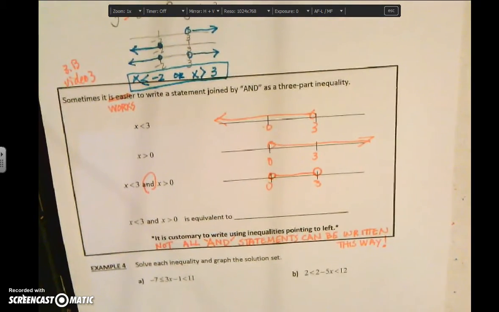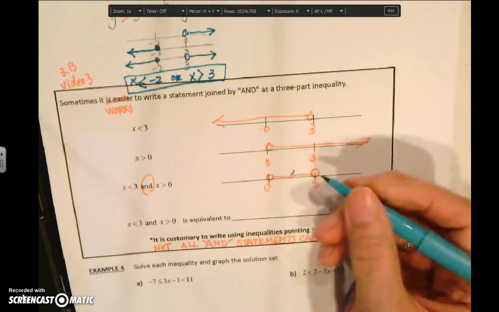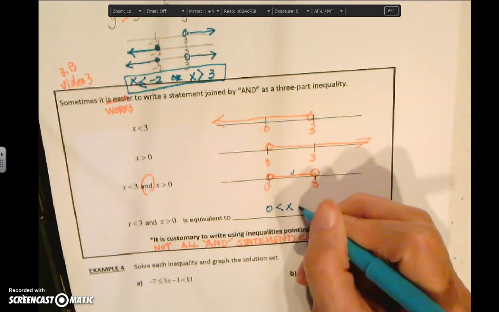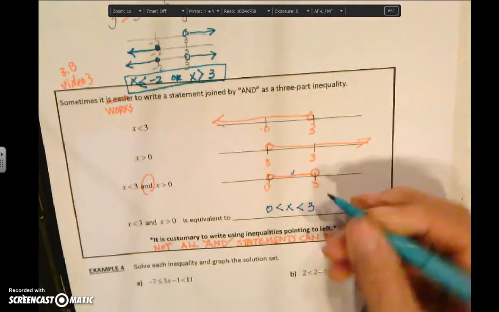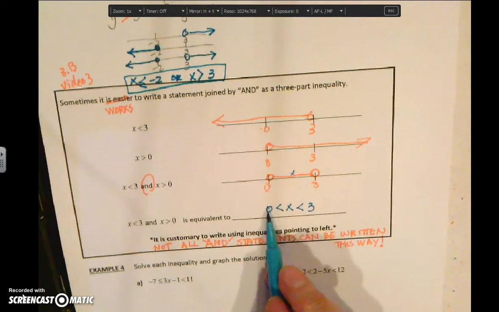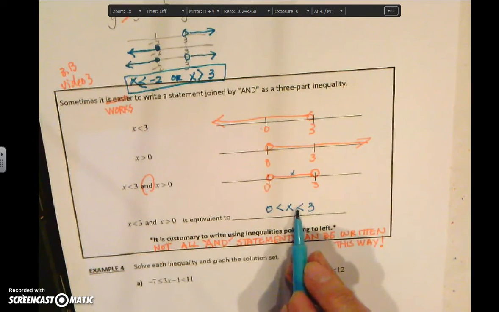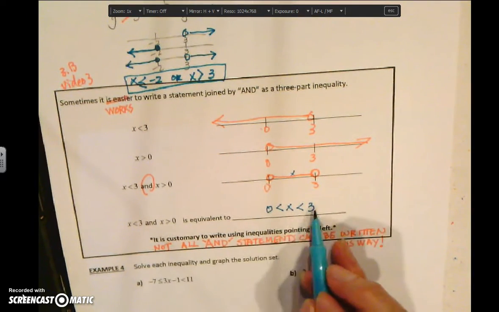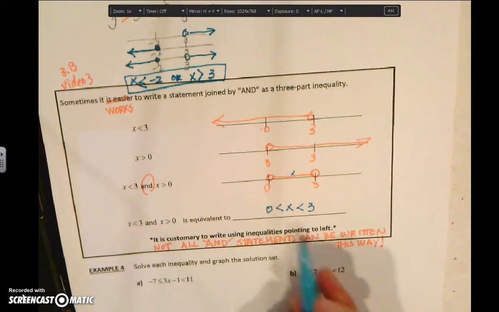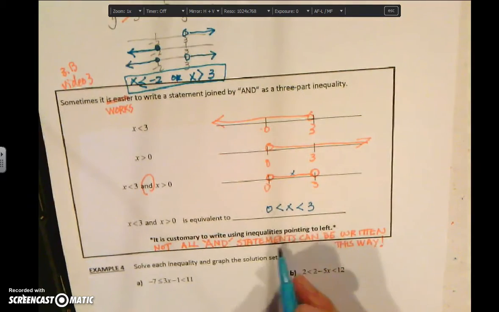And when we describe it, you can see the "and" numbers, if these represent the x's, we can say that 0 is smaller than the x's and x is smaller than 3. So you can see it represents x is greater than 0, which says right here, and also x is less than 3. So when you write it like this, it is an "and" statement, but not all "and" statements can be written this way, just the ones that look like this, not all of them.